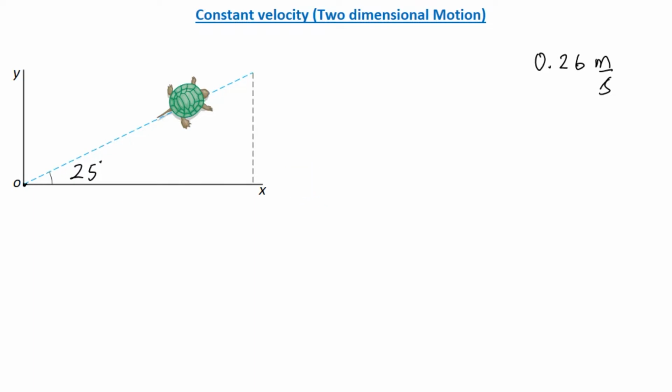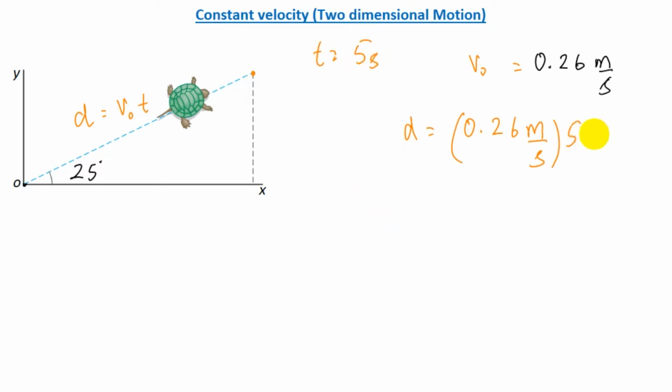So suppose that after 5 seconds the turtle reaches here, right? Now this distance is given by the speed times time. So we can write v0 multiplied with t. So this distance will be v0, that is the speed we have, 0.26 meter per second, multiplied with time, which we have to take to be 5 seconds. So that will be equal to 1.3 meter.